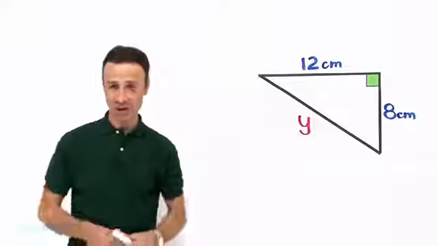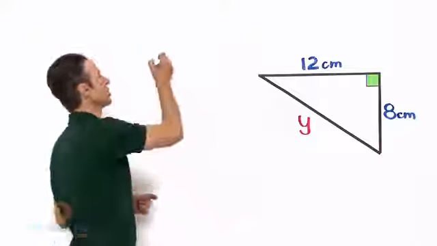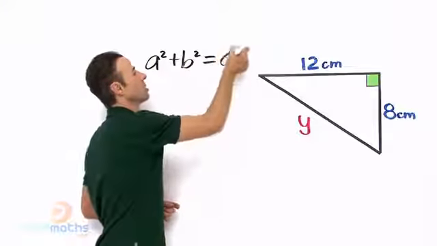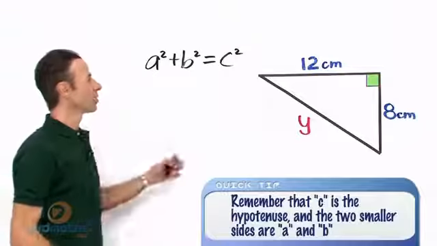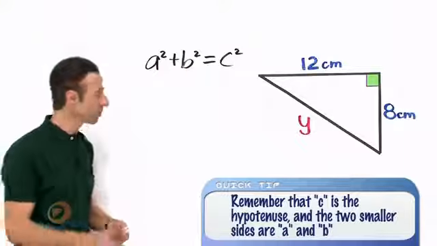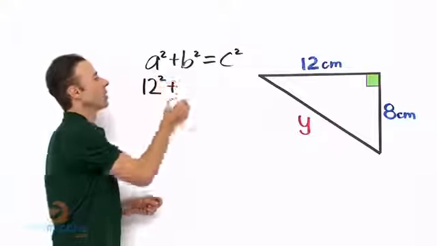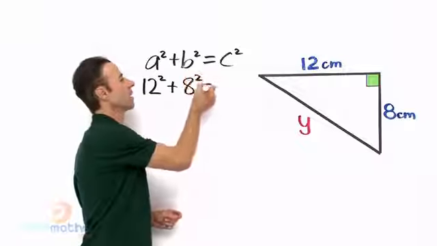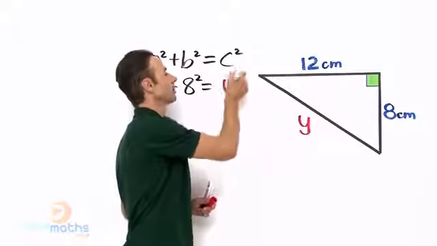So let's go through those 3 steps. Step number 1 is form the equation, which is a squared plus b squared equals c squared. Now that's the Pythagorean equation. Now all we have to do is take the numbers and substitute them in, including the missing pronumeral. So let's do that. So we have the 12 here, so that becomes 12 squared, plus we have the 8 here, so that's 8 squared, and that equals the missing pronumeral, which is simply y squared.